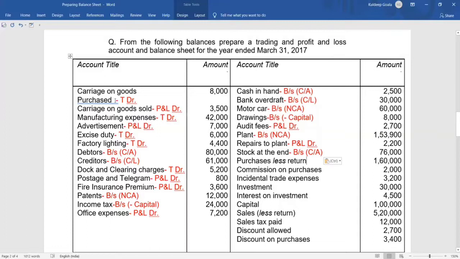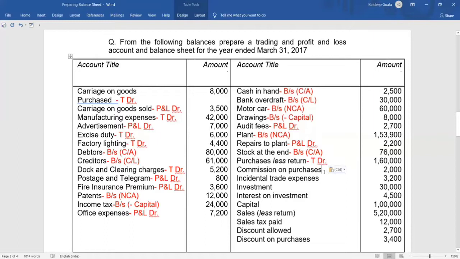Okay, and if it is lying in the trial balance, inside the box, that is inside the box in the trial balance, then it will be placed only and only in the balance sheet. Okay, then comes the next one, that is purchases less return. That will come in the trading account debit side. Less return means it's a net purchase. We also call it net purchase.